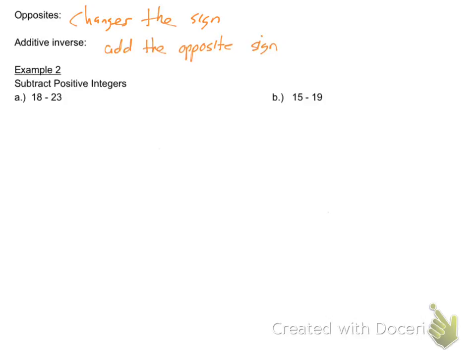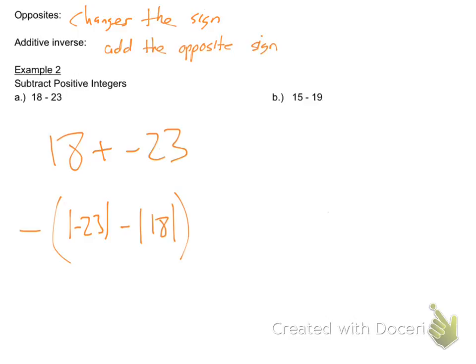Can't I change that to 18 plus what? A negative 23. And now it looks like the problems we were just doing, yeah? Which one would be the bigger number with an absolute value? The negative 23. And it's negative. So therefore, the negative goes up front. I can take the absolute values of each and subtract them. So it would be the opposite of 23 minus 18. And 23 minus 18 is 5. And so our answer will be negative 5.